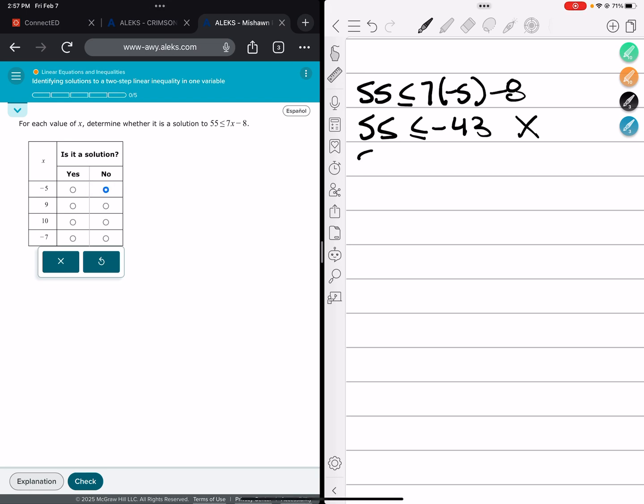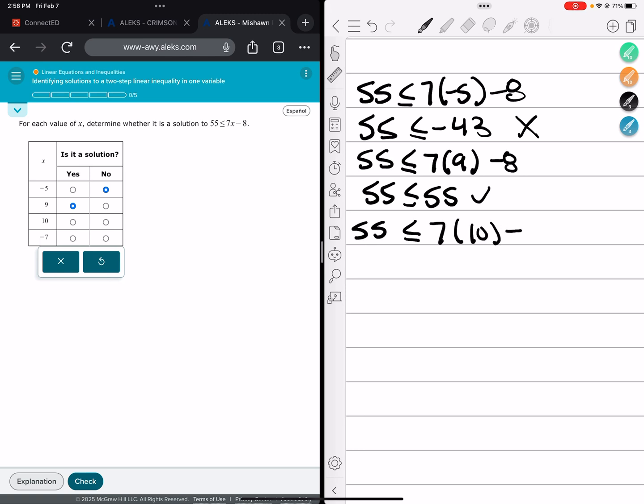Next one I have 55 is less than or equal to 7 times 9 minus 8, which when I do that, I get 55 is less than or equal to 55, which that's true, so that's yes. Next, I get 55 is less than or equal to 7 times 10 minus 8, which when I do that, I get 55 is less than or equal to 62. That's a true statement, so I can select yes for that one.